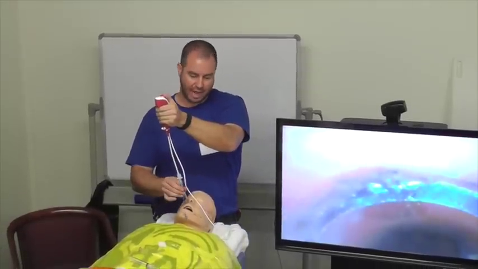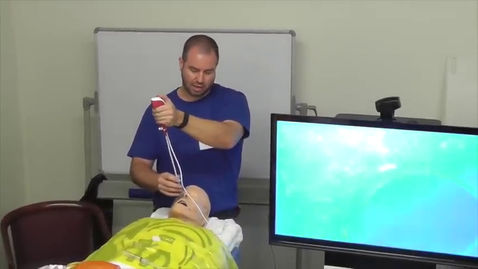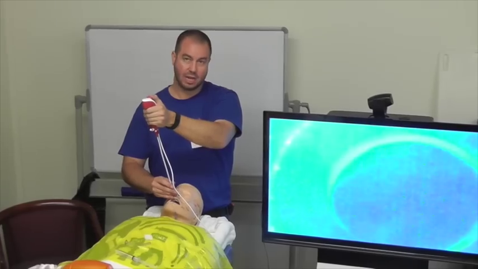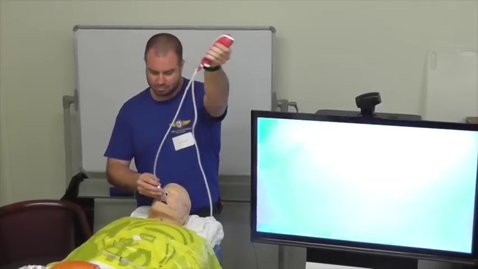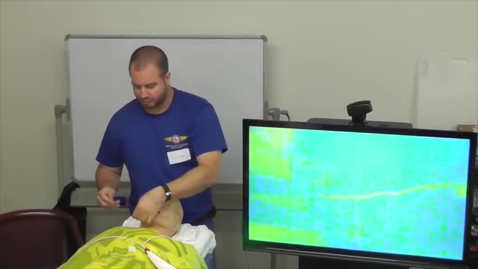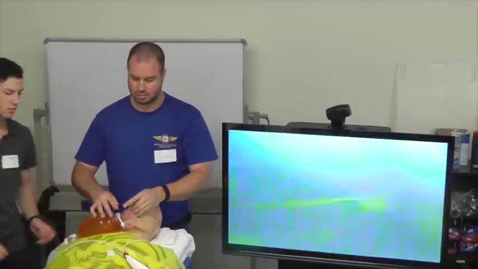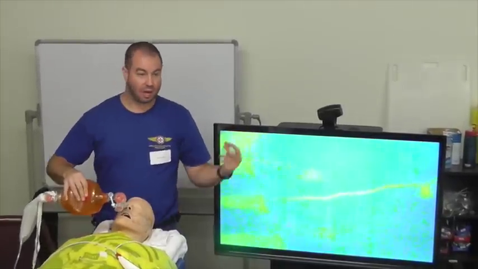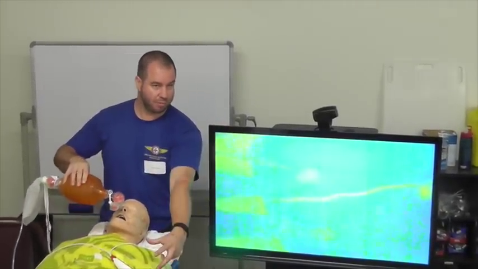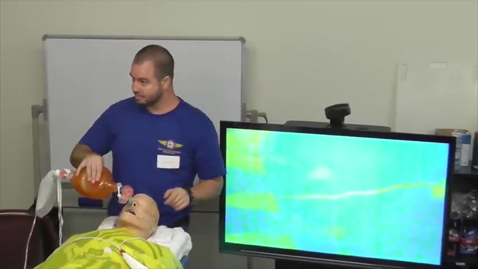If I get arytenoid hang up, I'm going to rotate that tube 90 degrees anti-clockwise, and I'm going to put it in. I'm going to take my scope out. I'm going to blow up the cuff, and I'm going to confirm position with end-tidal CO2 and ventilate the patient. And then I'm going to give my induction drugs and my paralytic agent. And high five.